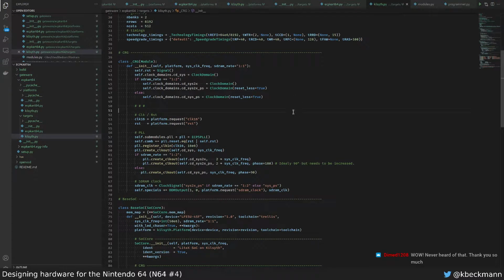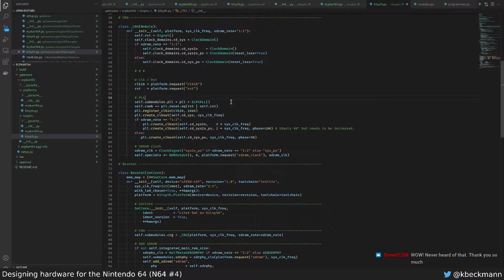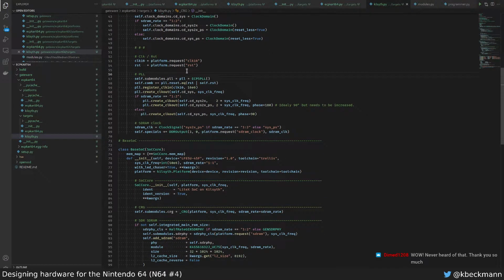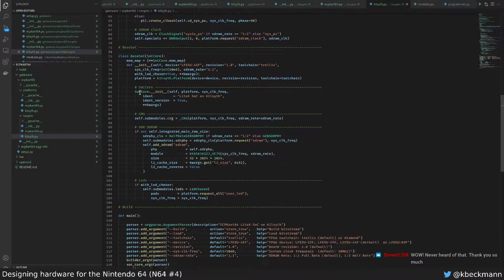So you can request the clock domains and instantiate some PLLs if you need that. You can actually sort of survive without any of this, just to get something up and running. Then you have this base SoC class, which essentially extends the SoC core, which does tons of stuff for you automatically.